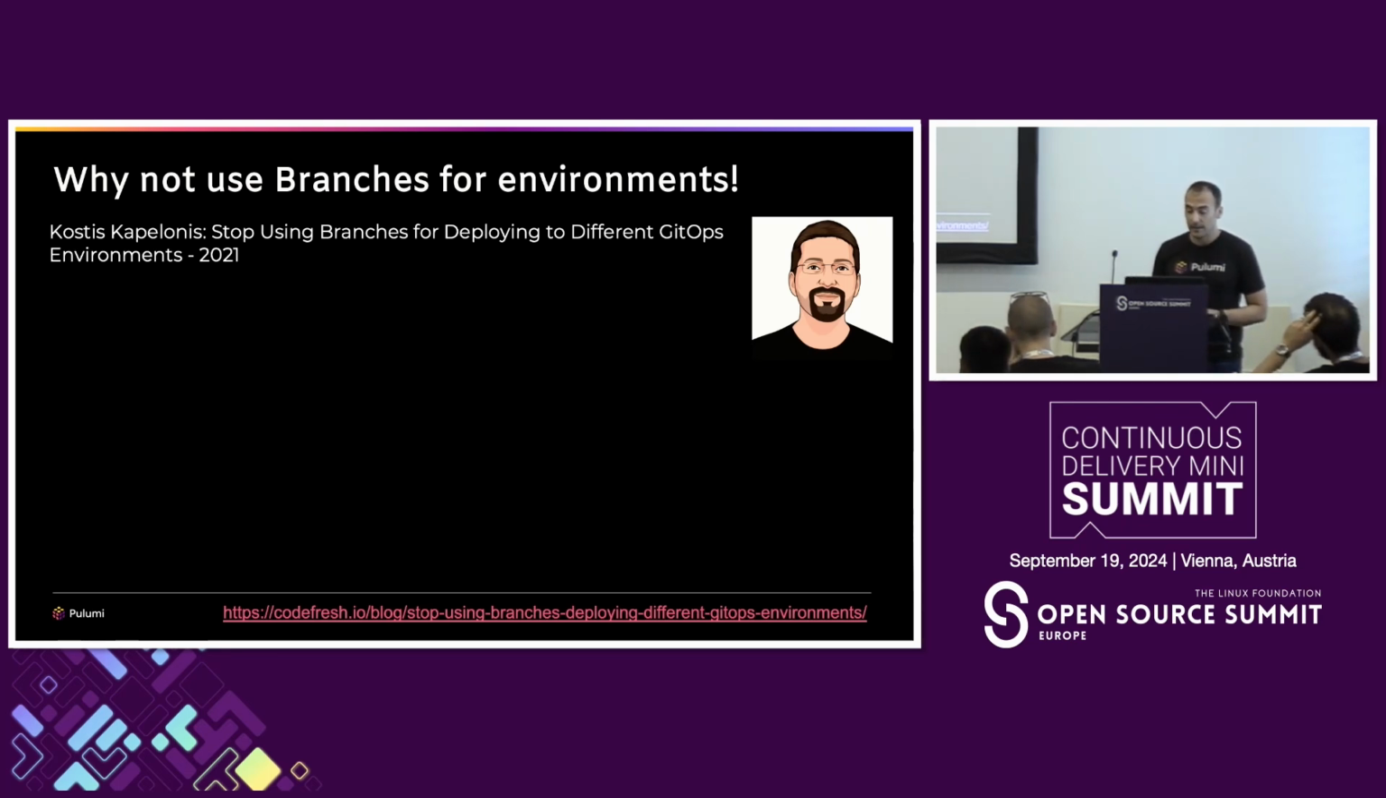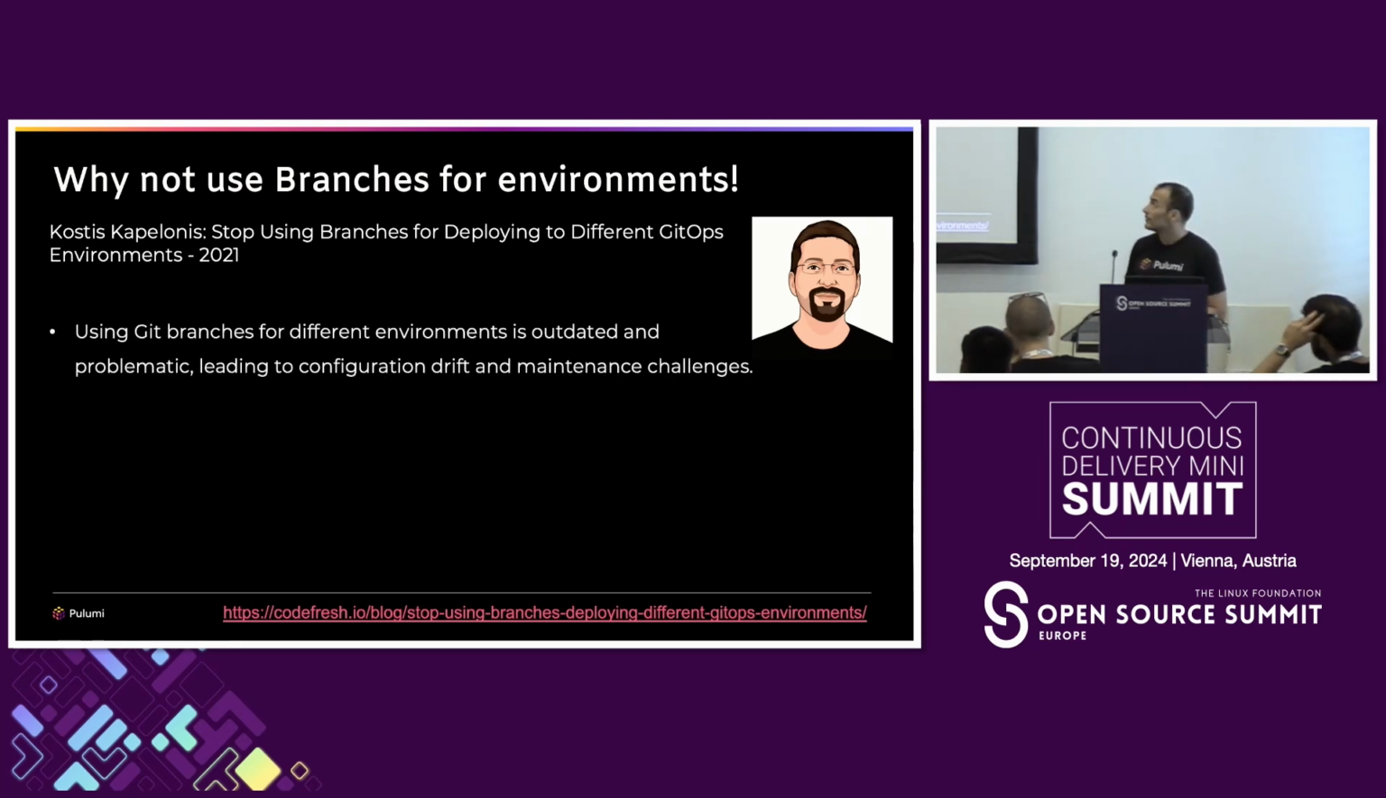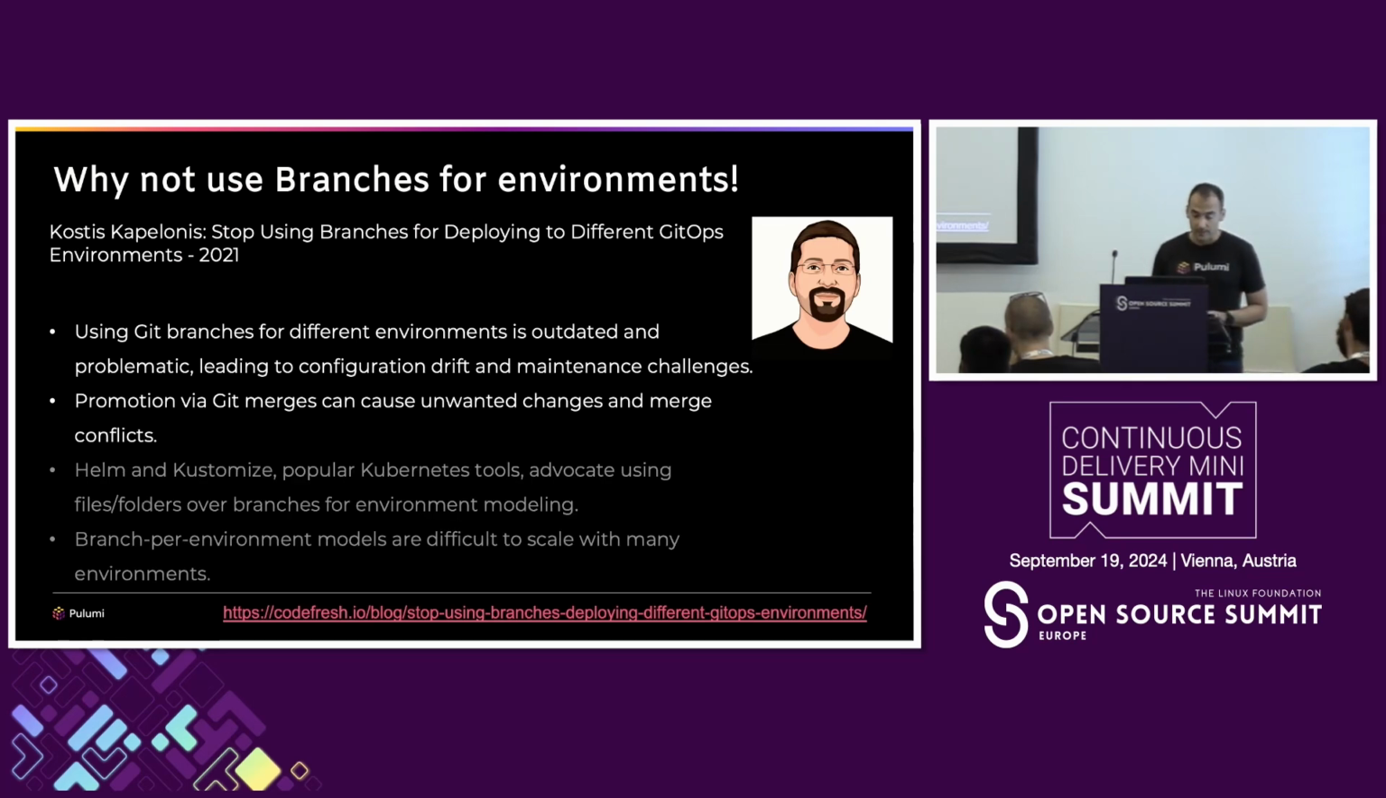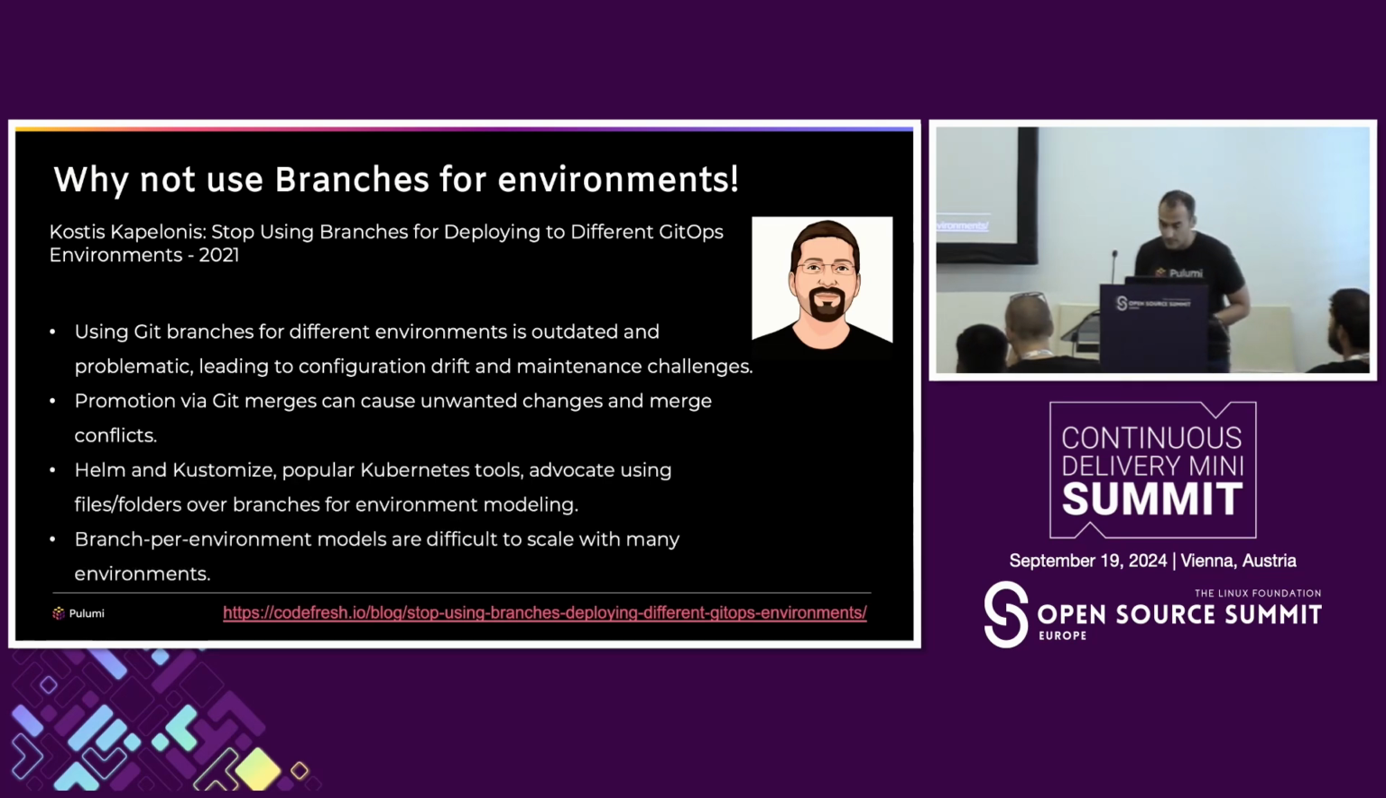You have to think about that was still a little bit different. I'll give you a summary of why we should not use branches for environments. So using Git branches is outdated, problematic, and leads to configuration-drift and maintenance challenges. Promoting via Git merges can cause unwanted changes and merge conflicts. And this is reality when you have different branches and you need to merge them back or cherry-pick something and so on. It's a nightmare. So completely agree on this, and probably, oh, that's 2 in 1. That's a little bit too much.